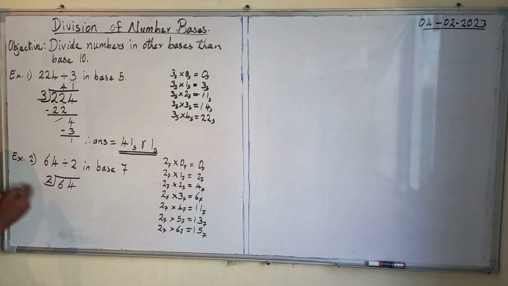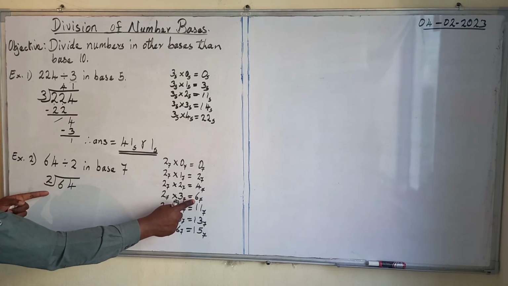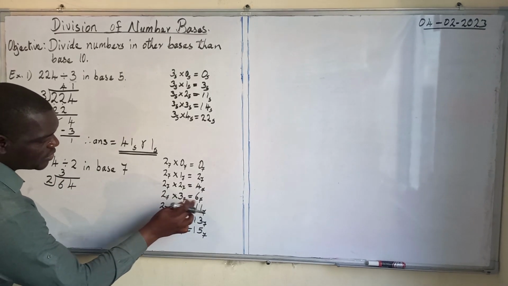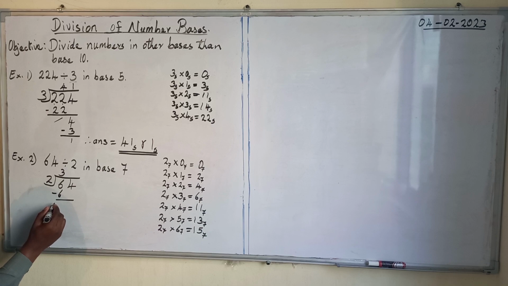So here we're going to divide. 6 divided by 2 in base 7 is going to give us 3. 3 times 2 in base 7 is going to give us 6. The difference here is 0.